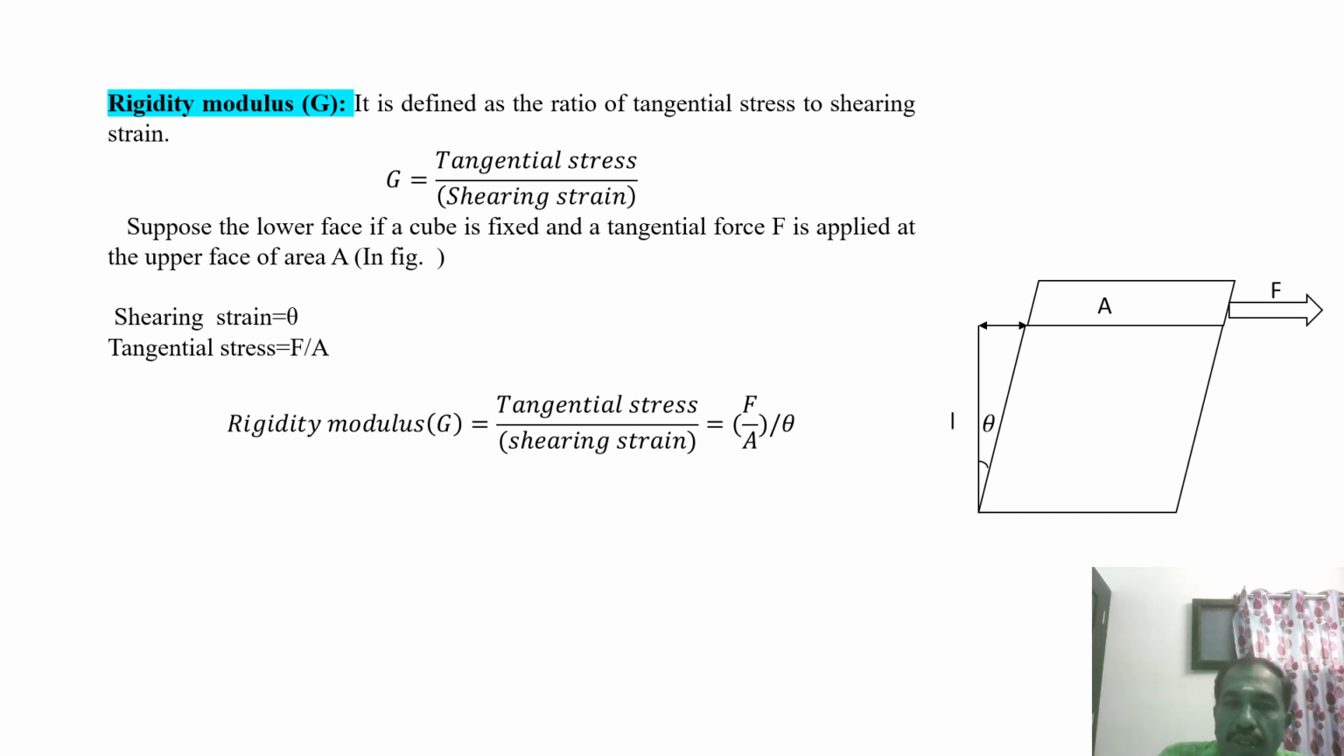The cube has a tangential force applied on the upper face. There is a small change in the dimension. Therefore, the shearing strain is called theta. The tangential force applied on the system is force per unit area. Therefore, the rigidity modulus G is tangential stress by shearing strain, that is F by A into theta. So that is the formula for the rigidity modulus of the particular material.